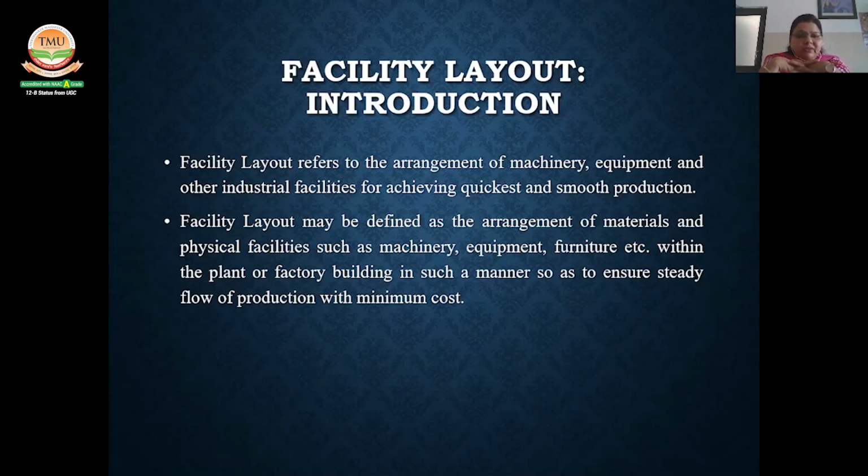Facility layout may be defined as the arrangement of material and physical facilities such as machinery, equipment, and furniture within the plant or factory building in such a manner as to ensure a steady flow of production with minimum cost. We can arrange the things when we start.